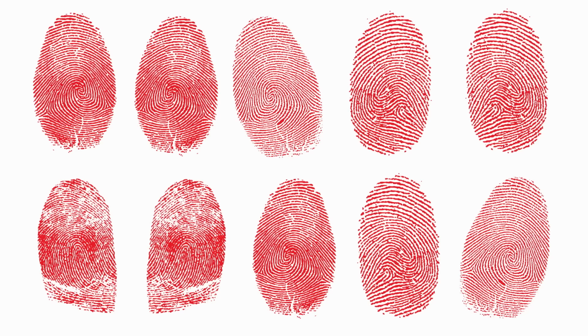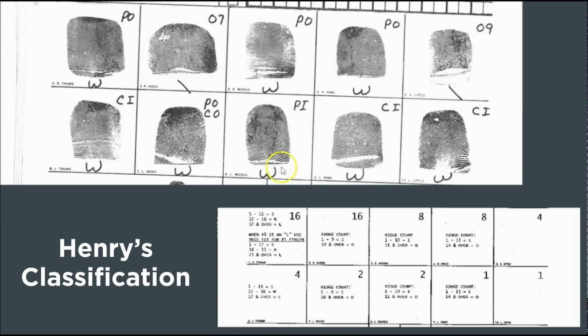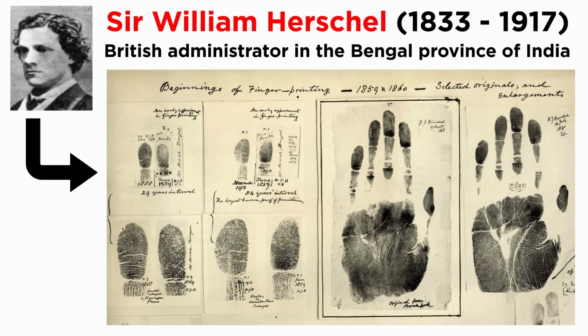Similarly, fingerprints need to be classified systematically to make the process of identification easier. In this tutorial, we will try to understand how Henry's classification of fingerprints works. As we learned when discussing the history of fingerprints, they were first officially used for identification in the Bengal province of India by Sir William Herschel.